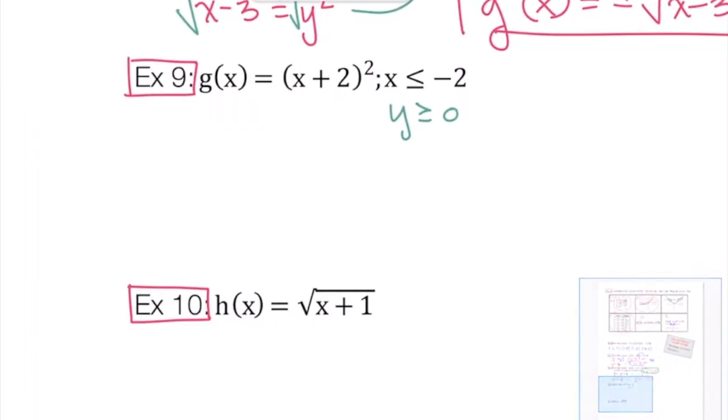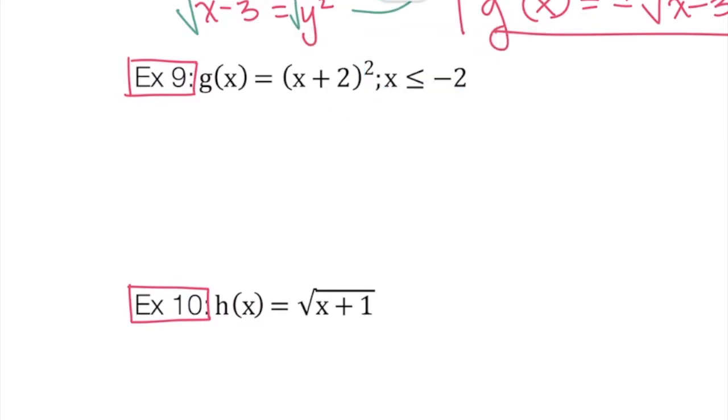Okay, so next one right here, we've got y is equal to x plus 2 squared. Again, this is a quadratic, so quadratics have to have a restricted domain in order to be one-to-one so we can find the inverse. So we've restricted the domain to x minus 2.